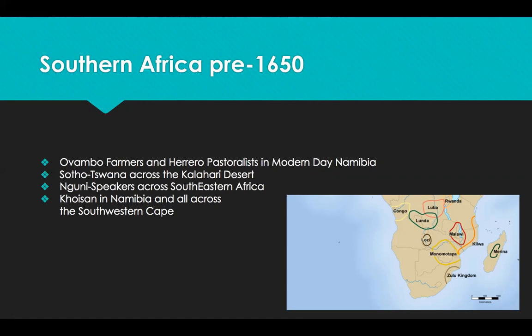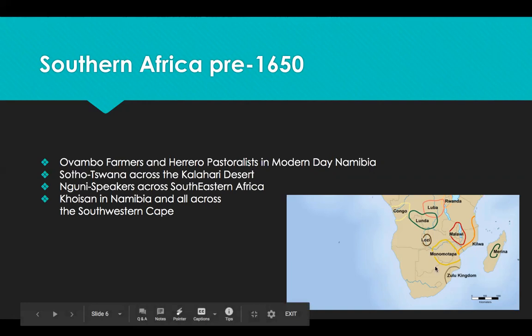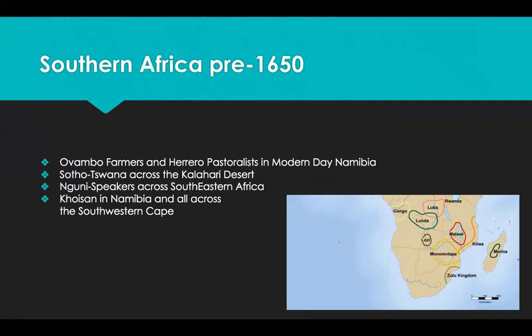Who else? Different Nguni-speaking groups that were organized into many small clan-based chiefdoms across the southeastern area, all across this area here. And if you watch the subsequent videos, you'll see what became of the small clans as they grew into kingdoms. Then you see the Khoisan were mainly in Namibia and the pastoralists that were mainly found in southern Namibia and all over the southwestern Cape, interspersed with different hunter-gatherer groups. So that's a little bit about who was there.